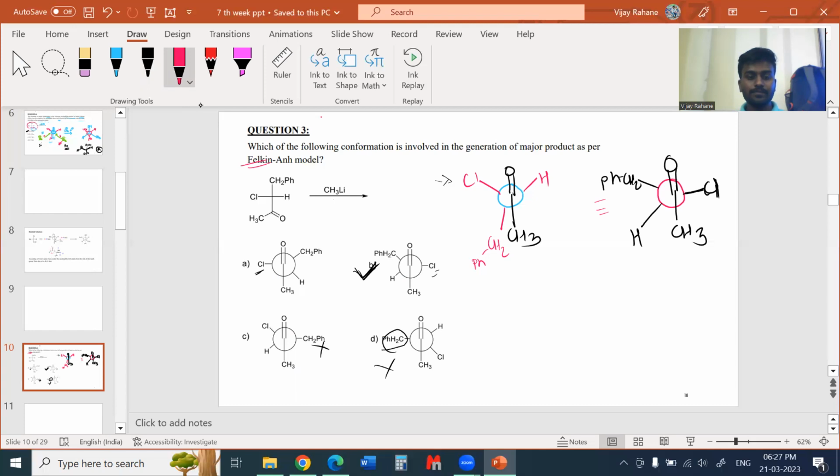And also, while converting any starting material into the model, we should always check that the configuration remains the same. See here, it looks like the chlorine is perpendicular, but the configuration of this chiral center is not the same in this model, so that's why this one is incorrect and this one is the correct option. So we'll take the next question.